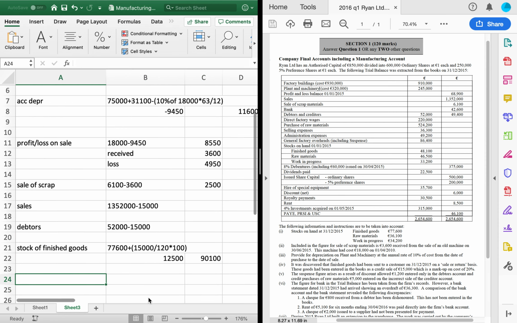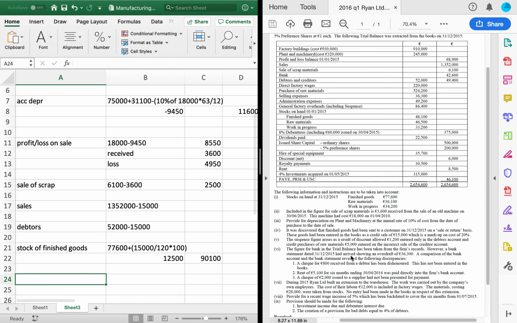So that's that done. Suspense working is the normal suspense working. So the suspense arises as a result of a discount entered only in the debtor's account. So discount, double, everything goes in double entry. So if it goes in debtors, it has to go in some other account. So it's not debtors we're changing, it's discount we're going to change. So we receive discounts from debtors. Do we? No. Sorry, we give discounts to debtors. Debtors are people who owe us money. So debtors needs to go down by the amount of the discount.